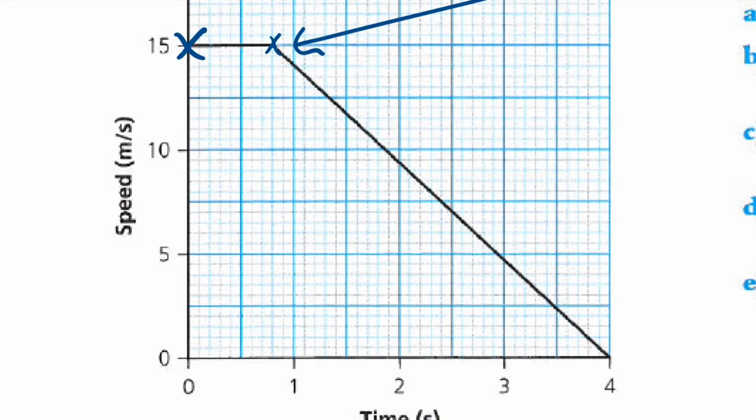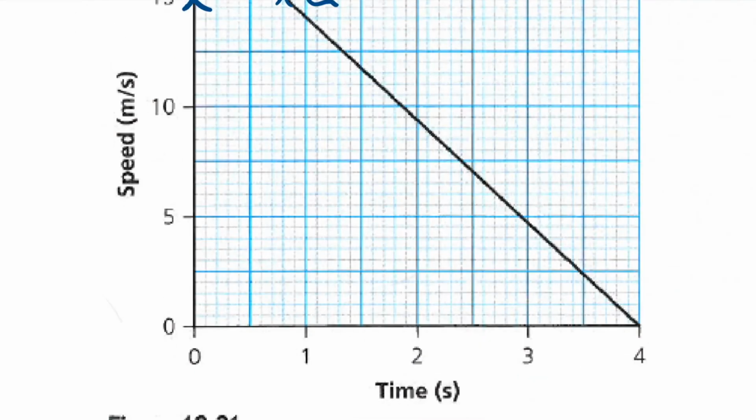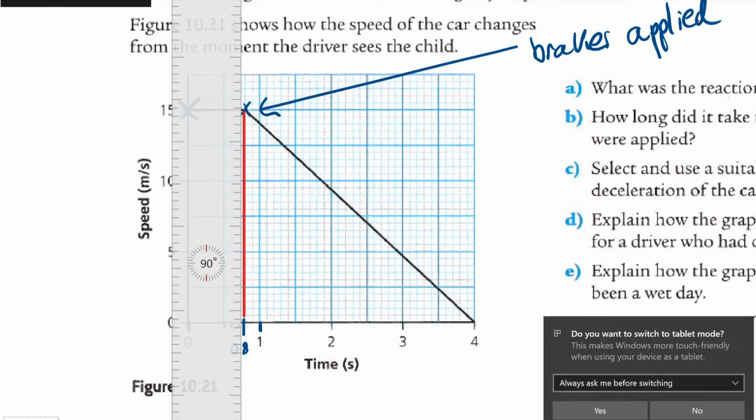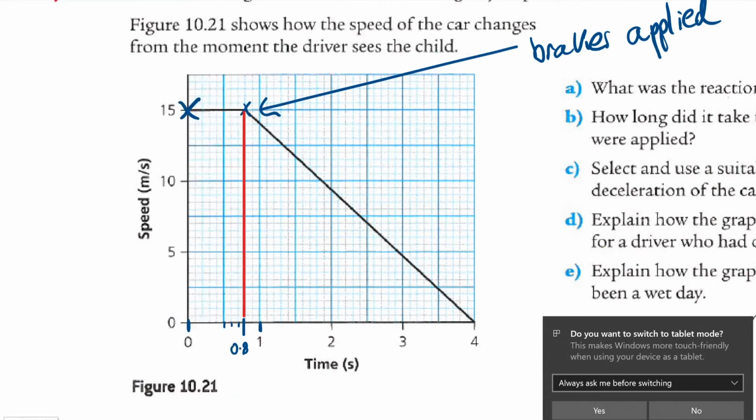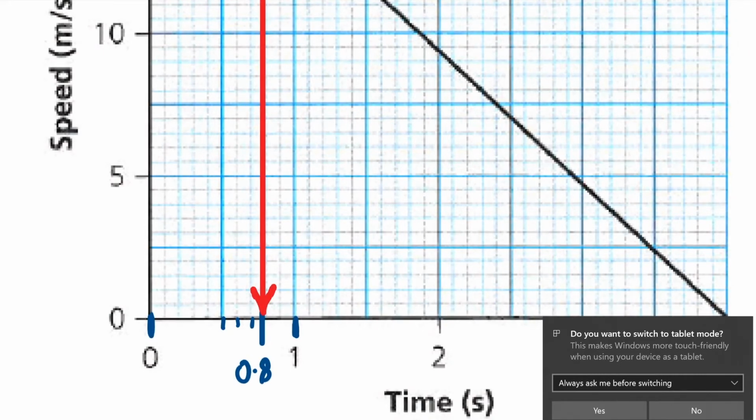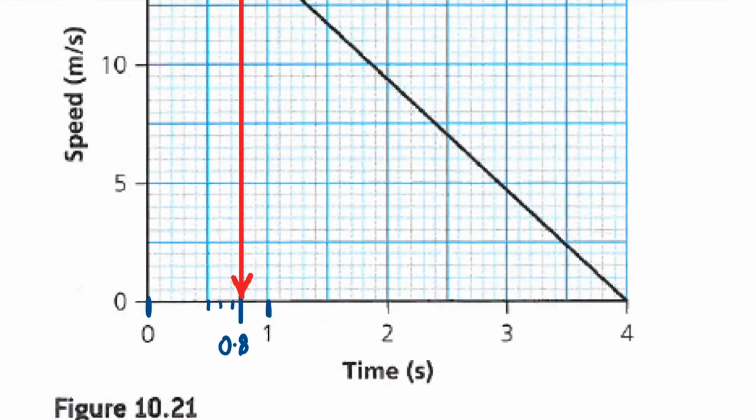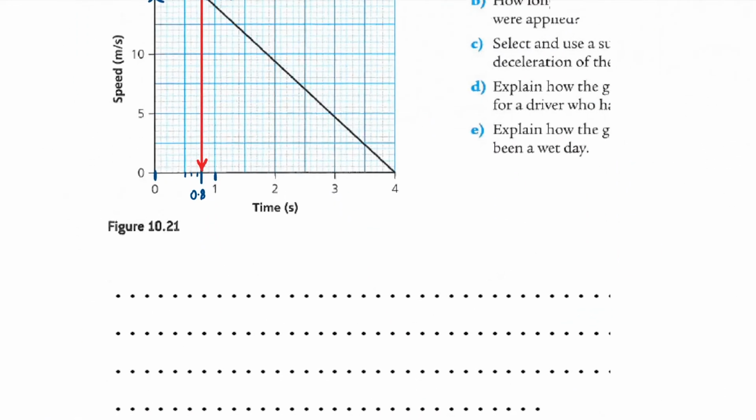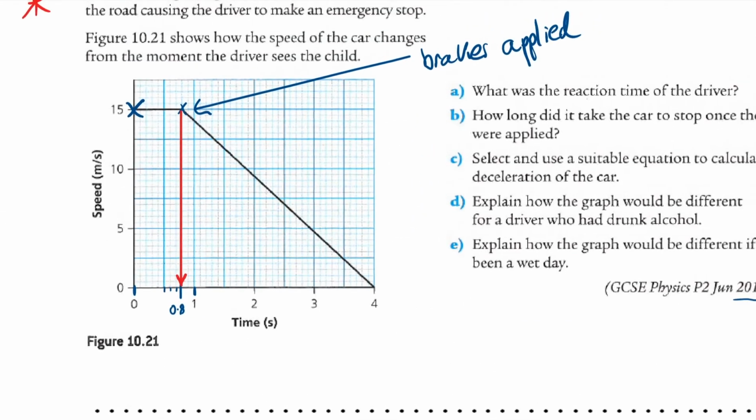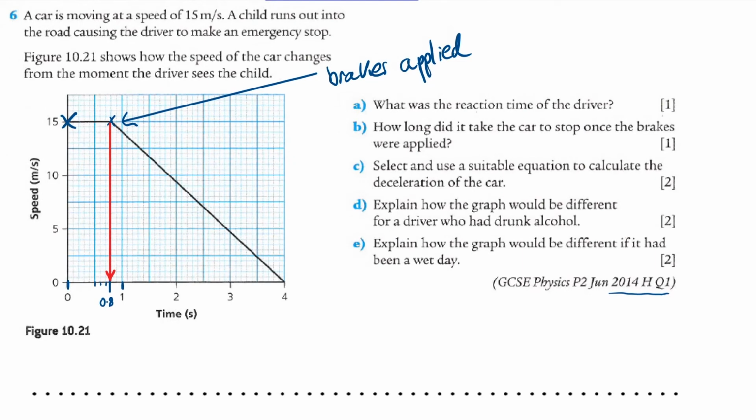So use the scale underneath. Use a ruler would be a good idea. You can see using a ruler, it helps you work out exactly where on that scale the brakes are applied. So moving on then, if you finish that question, make sure you give good detail again in the explanations here underneath.